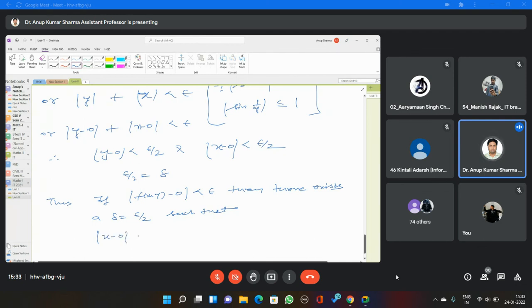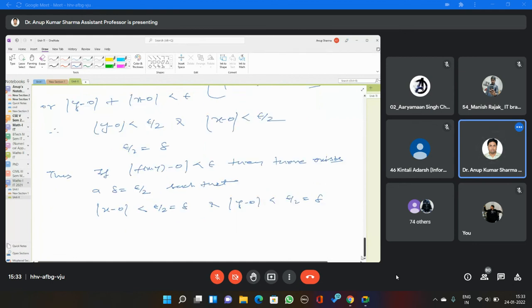mod x minus 0 less than epsilon by 2, which is delta, and mod y minus 0 less than epsilon by 2, which is equal to delta. Hence this proof is done, meaning the limit of f(x,y) as (x,y) tends to (0,0) is 0. Like that, the problem may come.